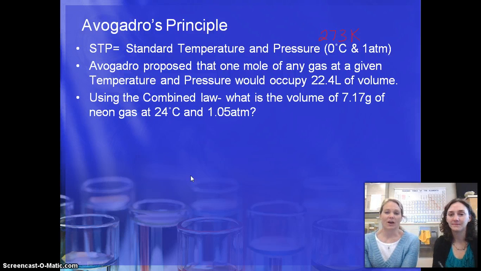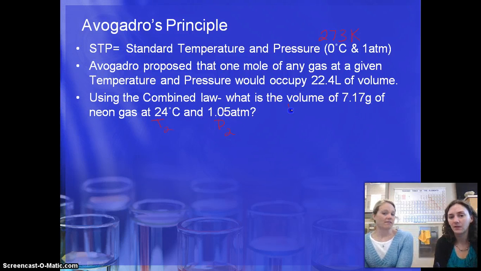So what we have to do is read this question. What is the volume of something grams of neon gas at? So that "at" is actually going to join our 24 degrees Celsius and our 1.05 atm together with the volume. So those are actually our 2's. So V2 is what we want to find. And the degrees Celsius is our T2, and then a P2. And we want to solve for V2.